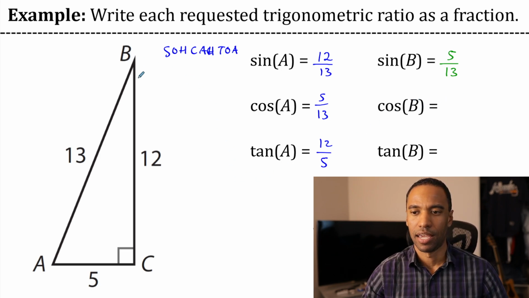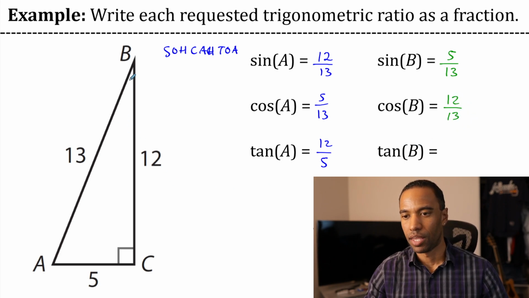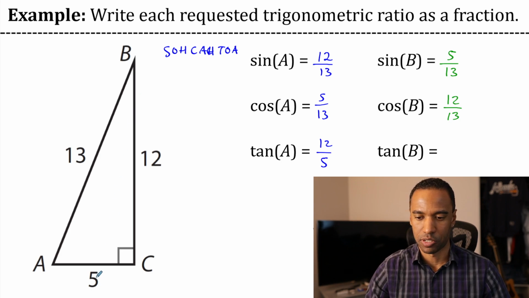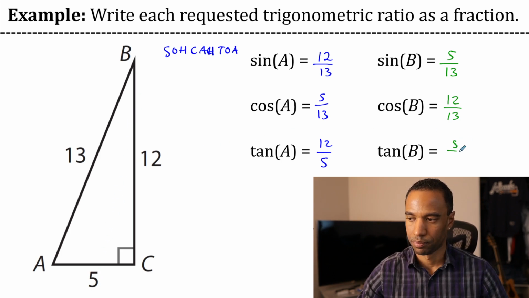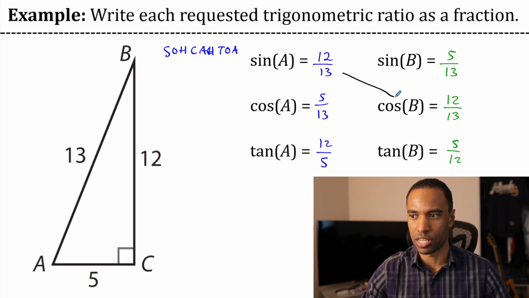Cosine of B is adjacent 12 over hypotenuse 13. And tangent of B is opposite, TOA, opposite 5 over adjacent 12. Now, whether or not you saw it on the previous screen, guys, there is a connection and relationship. The sine of A is equal to the cosine of B in the same right triangle.